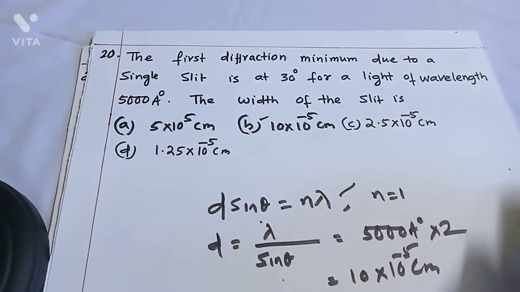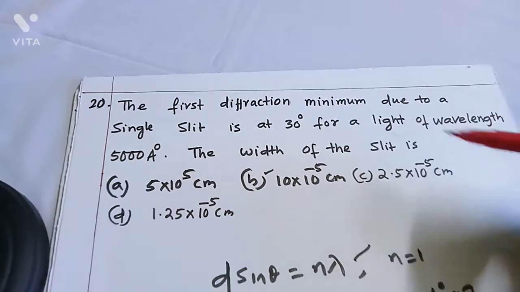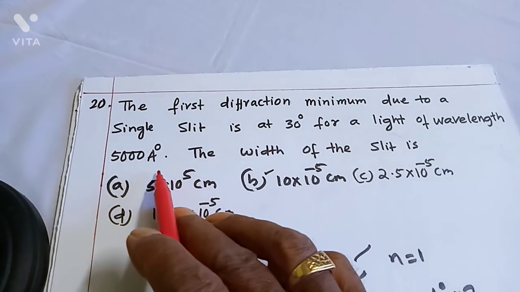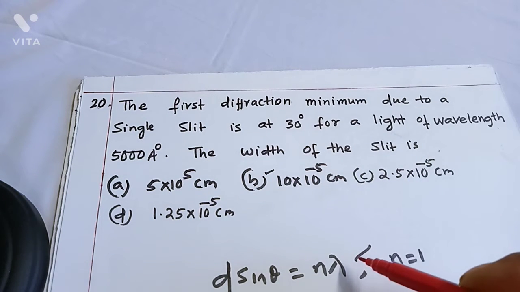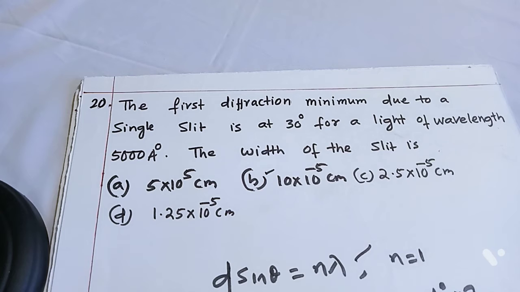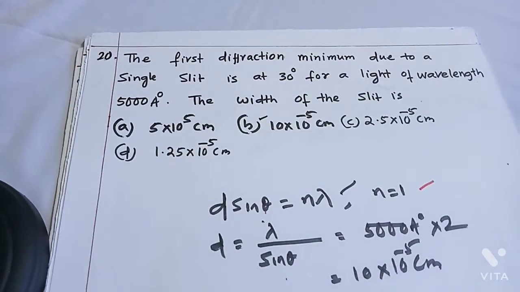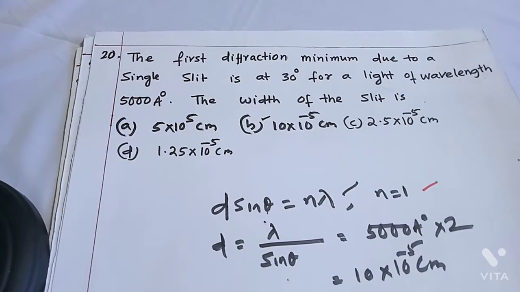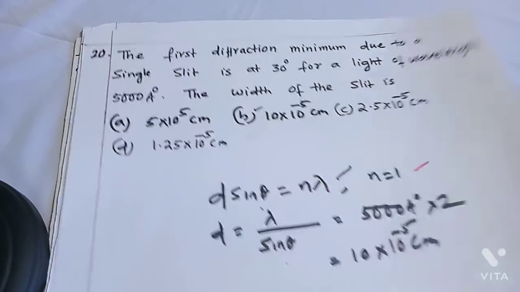Next question. The first diffraction minimum due to a single slit is at 30 degrees. For light of wavelength 5000 angstrom, the width of the slit is, we have to find out. It is a simple question, totally based on the formula, that is, for the first diffraction minimum d sin theta equals lambda, n equals 1 here. So putting the value of lambda, and theta is given as 30 degrees, we can find the width of the slit as 10 into 10 to the power minus 5 centimeter.